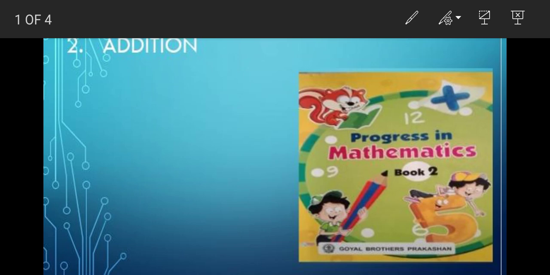Today we are going to do the word problems from page number 32. Okay, so today we are going to complete this chapter. In our next class we will be doing chapter number 3, that is subtraction. Alright, so let us start, students.